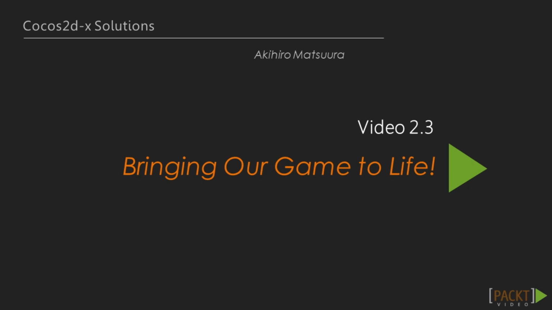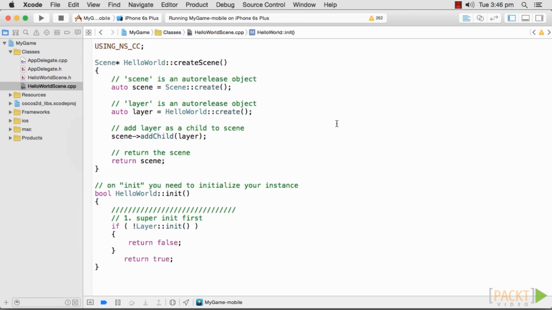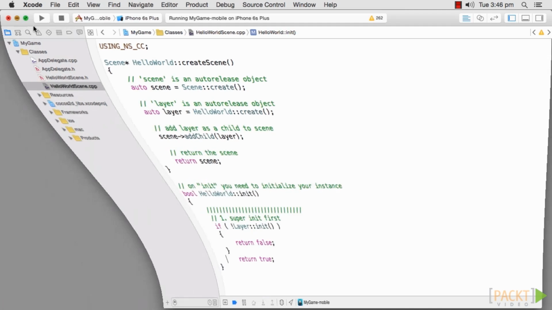In the previous video, we saw how to manipulate our sprite to perform basic actions. This is video 2.3, bringing our game to life. In this video, we'll learn how to animate our sprite and then make it perform various actions. Let's see how we can animate our sprite. When the characters in the game start to move, the game will come alive. There are many ways to make animated characters. In this video, we will animate a character by using multiple images.